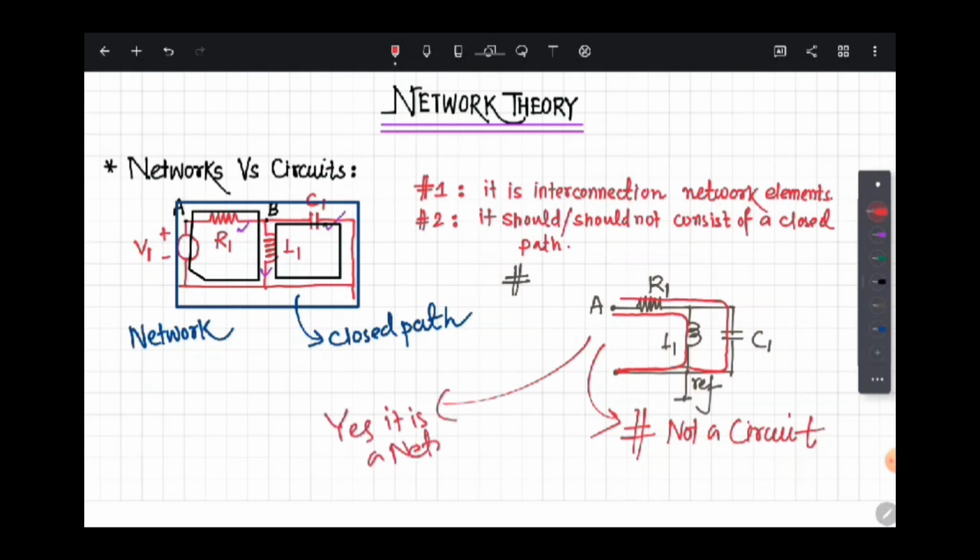So the conclusion is, whether it's a network or a circuit, both should consist of network components or elements, but the subtle difference is the circuit must consist of a closed path, but the network may or may not consist of one or more closed paths. I think the video was helpful and we were able to understand the subtle difference between networks and circuits.